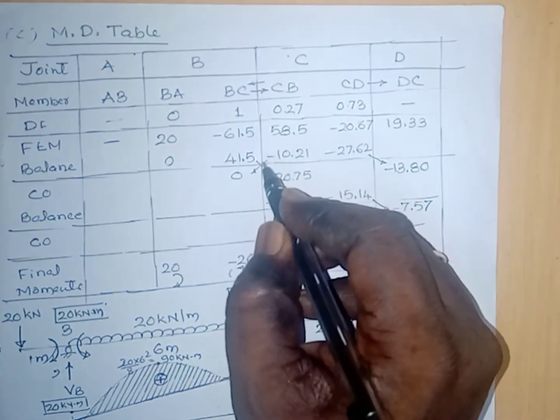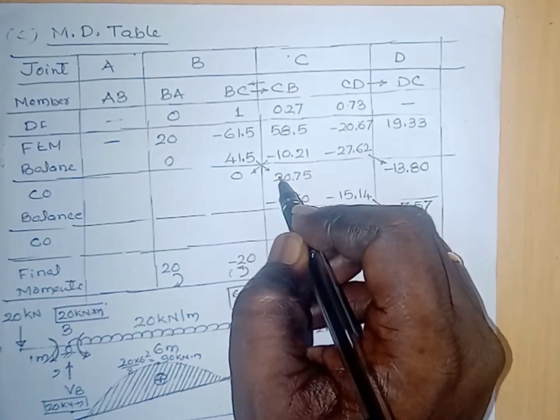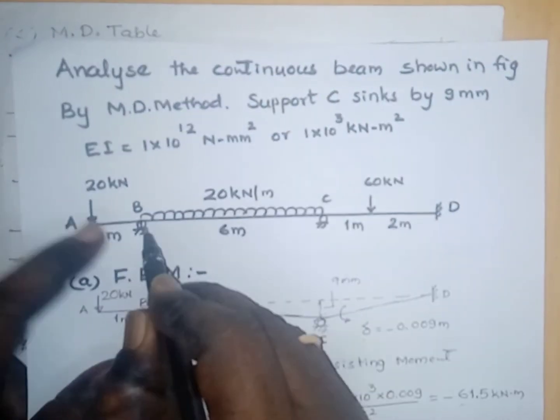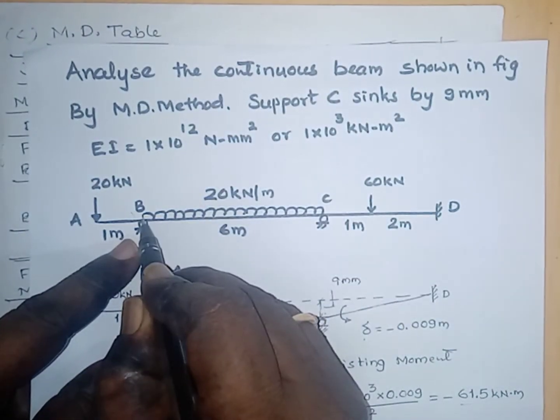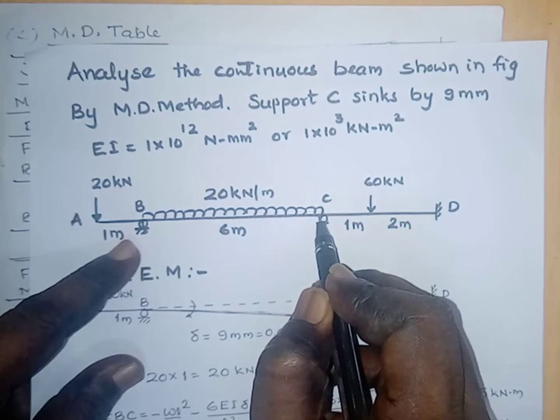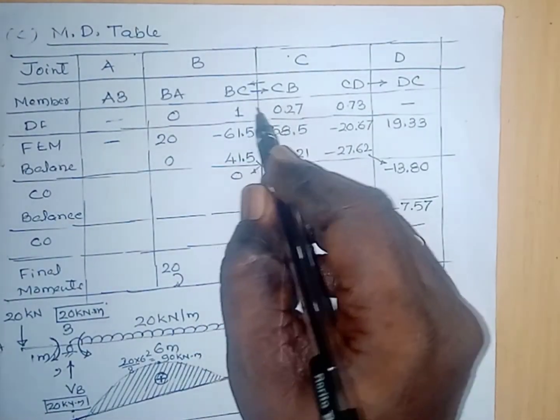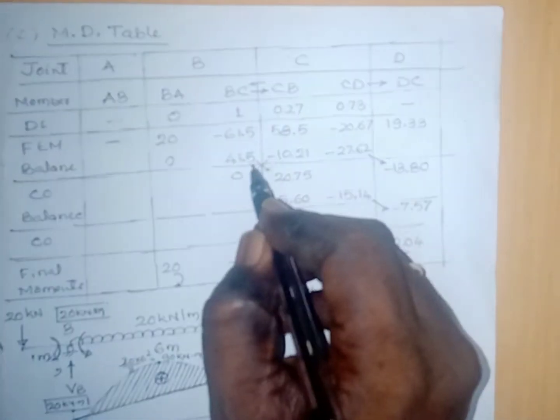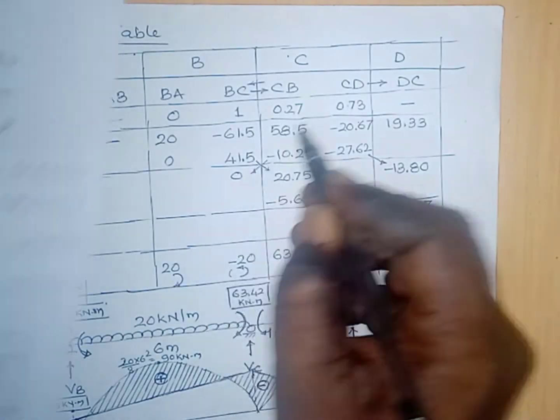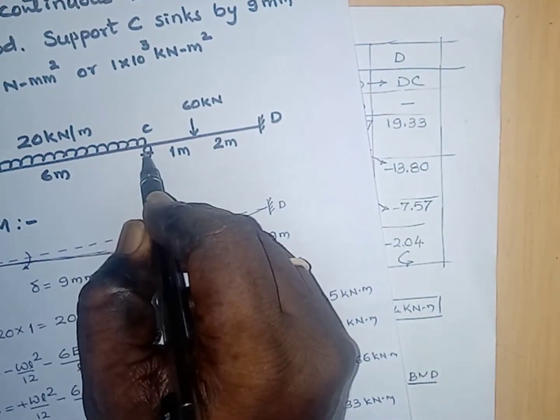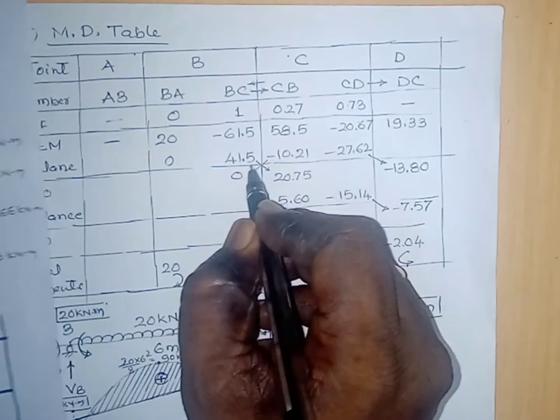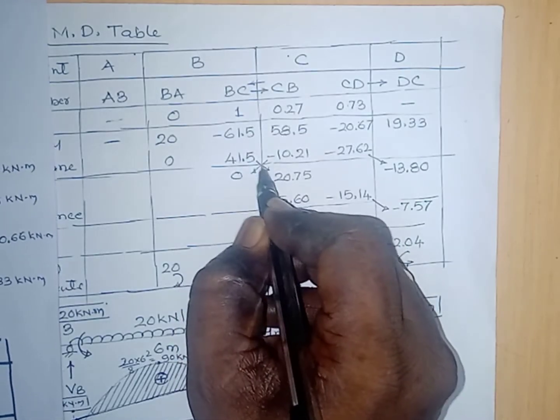Here from C to B and B to C, there is a carryover. C to B, there is a carryover; B to C, there is a carryover. Here this one is continuous or fixed. Therefore there is a redistribution of the moment.